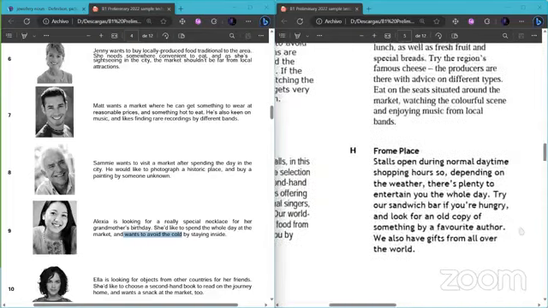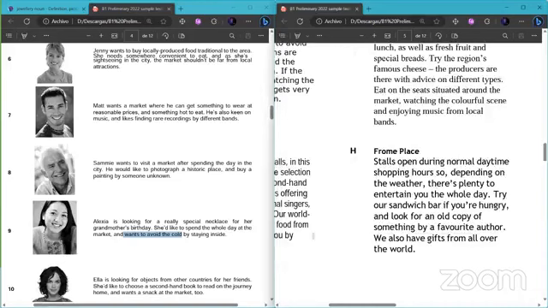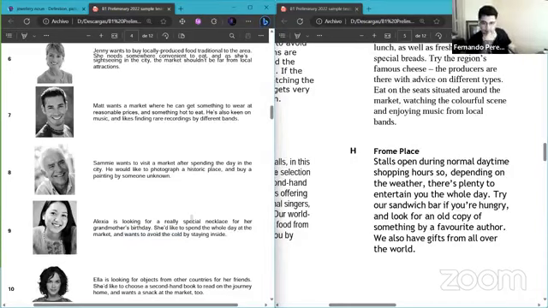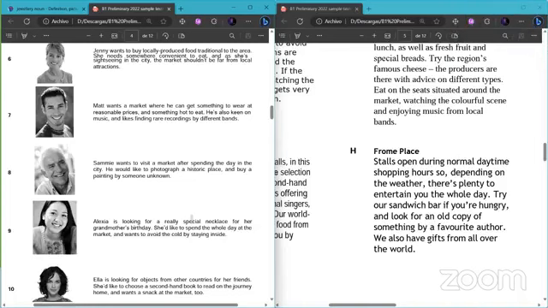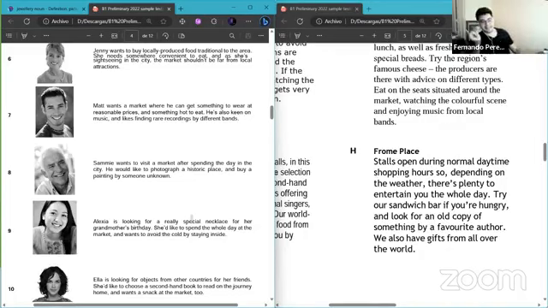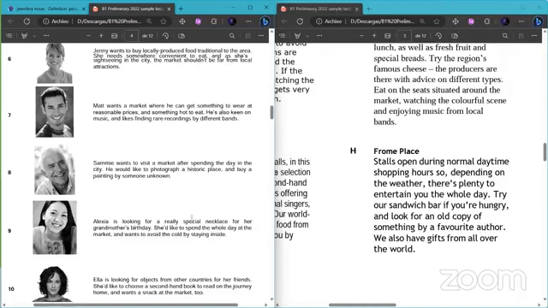Because we also have gifts from all over the world. Exactly. She wants the gifts for her friends. Yes, because she'd like to choose a second-hand book.